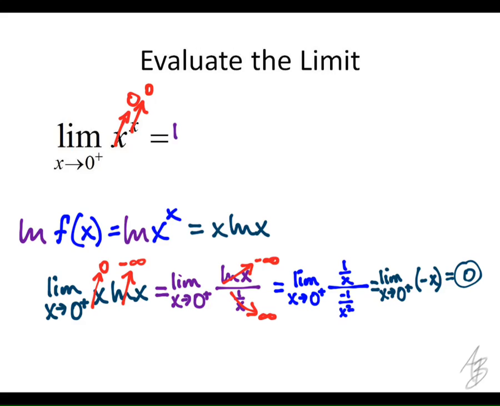So we go back to our original line here, and the limit as x approaches 0 from the right of x to the x is the same as the limit as x approaches 0 from the right of e to the natural log of x to the x. And we know that the natural log of x to the x approaches what? That approaches 0. So this is going to be e to the 0, which is 1.